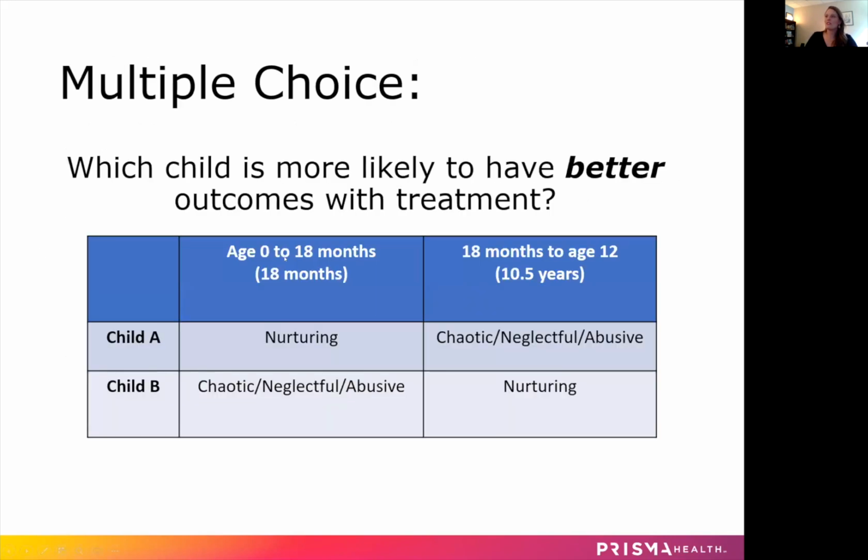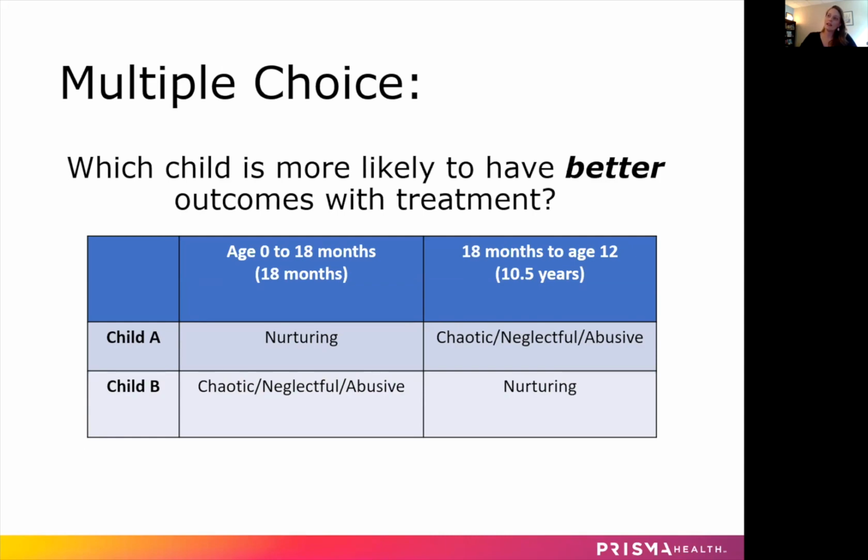But before we move into the objectives, I would like for you to think about this question. I know that many of you did your homework and watched the first impressions video, so this may be an easy question for you, but I'd still like you to think about two different children. You're meeting both children at around age 12, and they're presenting for treatment. I want you to think about which child is more likely to have better outcomes.